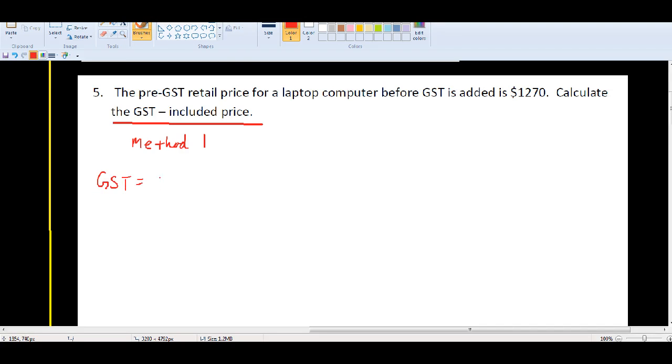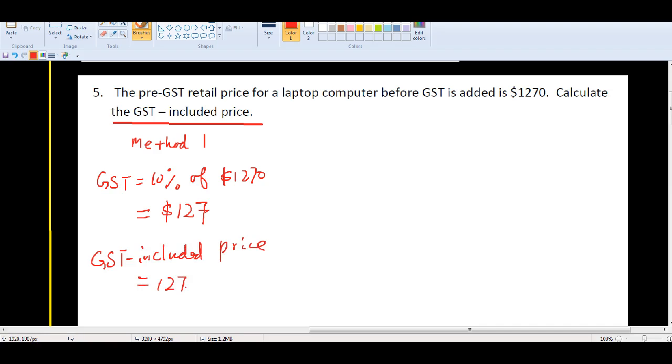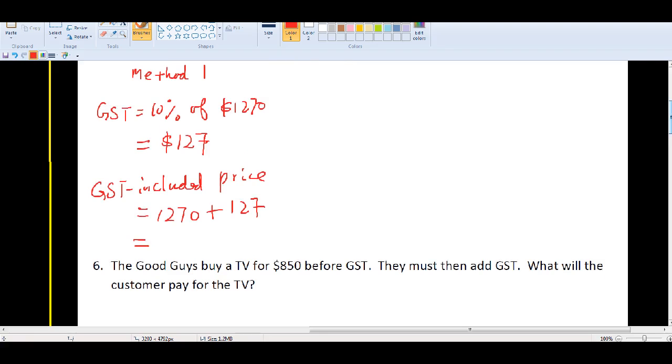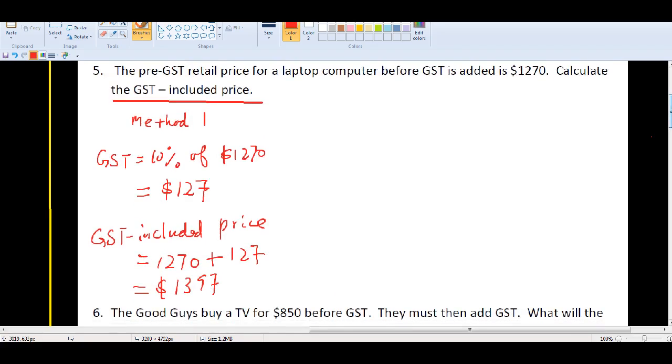So GST will be 10% of the retail price. Okay, so that becomes 127, right? And then we calculate the GST included price. So that price will be 1270 plus 127. Okay, so that will give you 1397. So basically you see that's the GST included price.